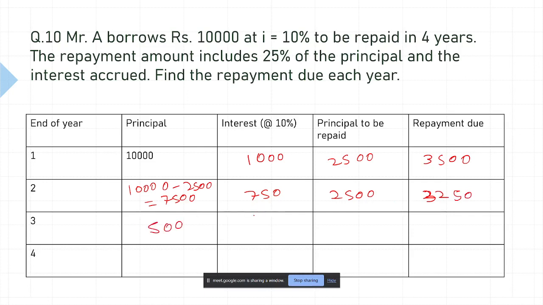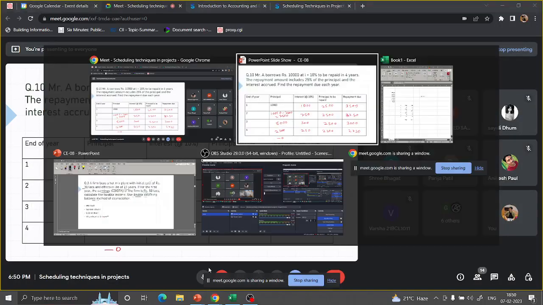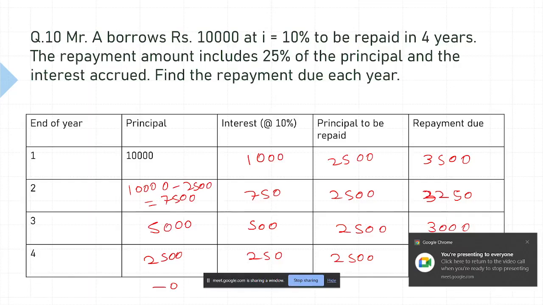Similarly for the next year, and for the last year, and similarly here no principal remains. So did you guys follow this calculation? Any confusion till here? No, sir. Okay, moving on.